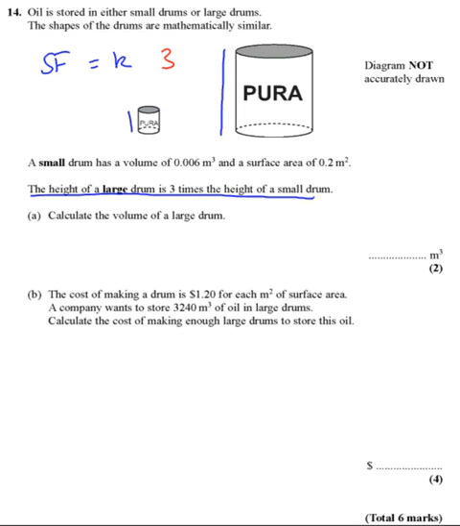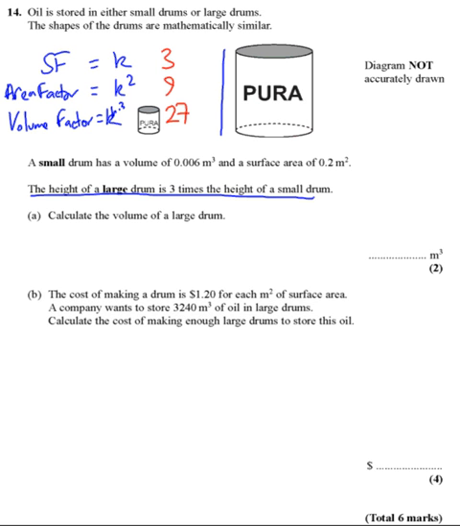Now, how that relates to what I would call the area factor and the volume factor, that's not a technical term, but it's a useful concept, is that if you multiply the height by 3, the area goes up by a factor of K squared, and the volume goes up by a factor of K cubed. So if the height is 3 times bigger, the area will be 3 squared, or 9 times bigger, and the volume will be 3 cubed, or 27 times bigger.